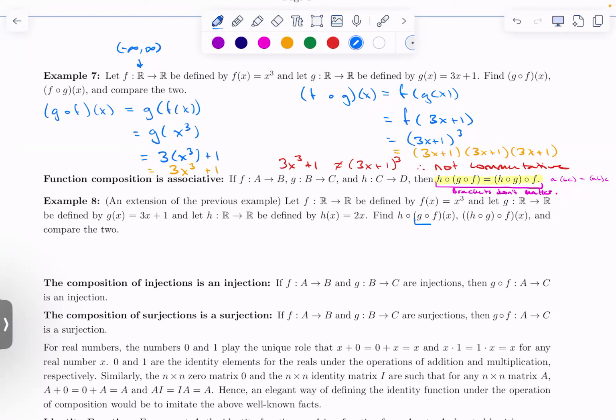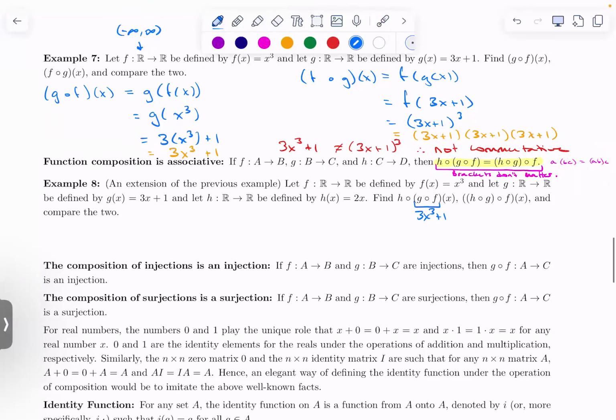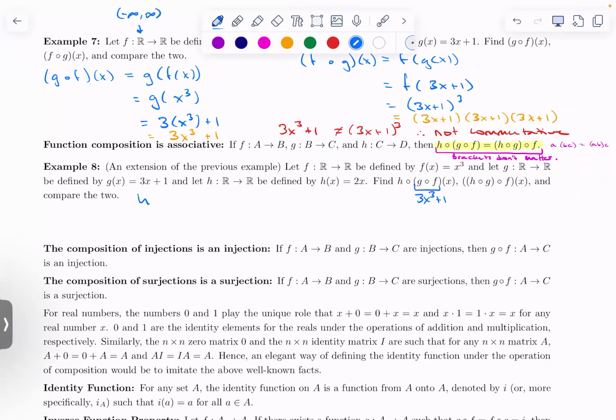So we can sneak those in here. h of g of f of x is wherever I see an x in h, I'm going to replace it with 3x to the 3 plus 1. So I get 2 times 3x to the 3 plus 1.